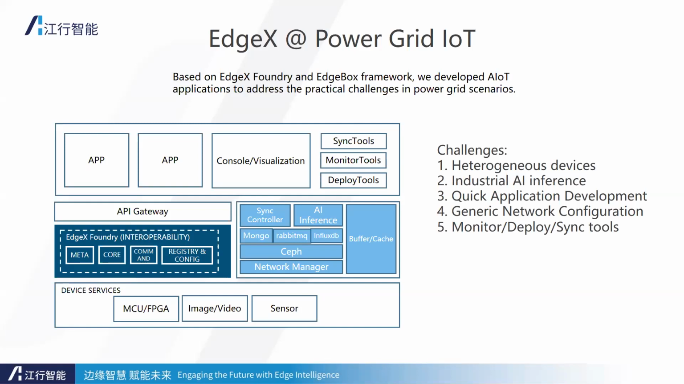The second device service is called the image and video service. We use this service to abstract the camera service. We collect the video streaming and the camera data. This data is mainly high traffic data.